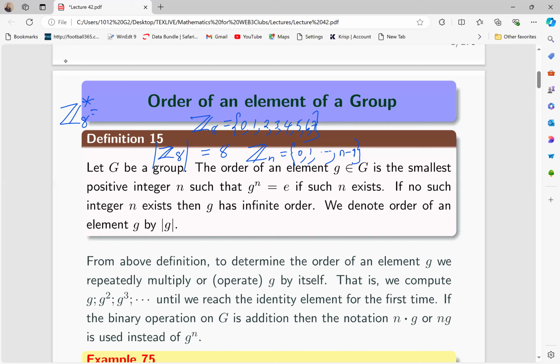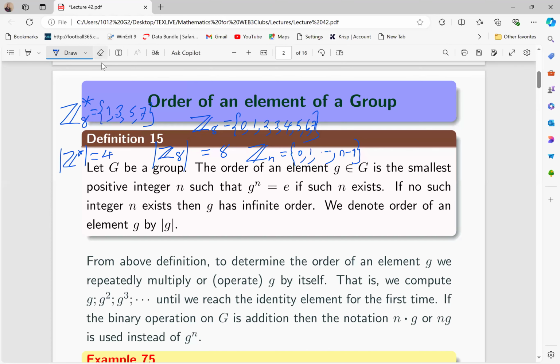For instance, 1, 3, 5, and 7. So these are the elements in this group, Z star 8. Elements which are relatively prime to 8 are 1, 3, 5, and 7. So the order of this group, therefore, is the number of elements here, 1, 2, 3, 4. And we had looked at this earlier.